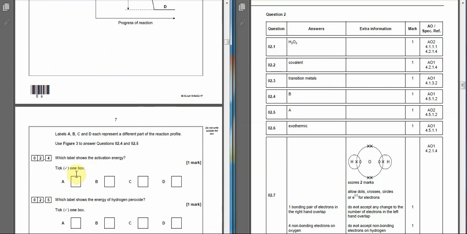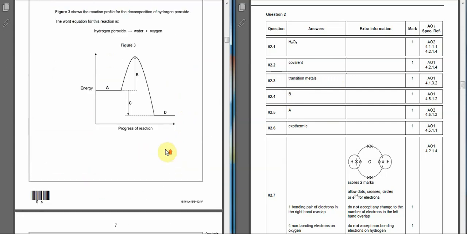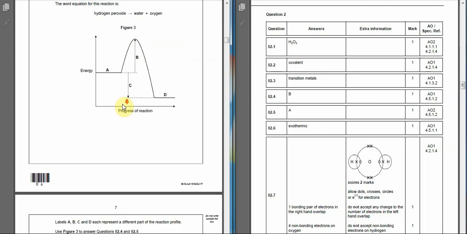So if we just scroll down and show you what it is. Which one shows activation energy? Activation energy is B. It's this line here. Now higher tier, they had to draw this onto their graph and they were abysmal at it. Notice how the line goes all the way up to the top and it meets the line there, and it goes all the way down so it's in line with A. Okay, C, just so you know, would be the energy change, which again the higher tier needed to label.